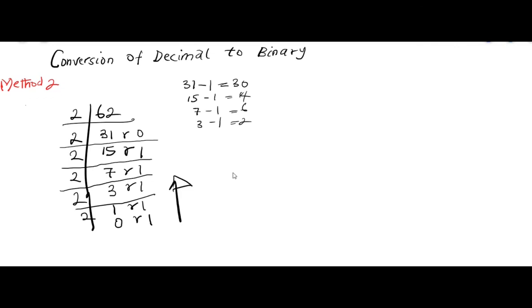So having done this, we are going to take these numbers from the bottom to the top. So 62 equals 111110 base 2.